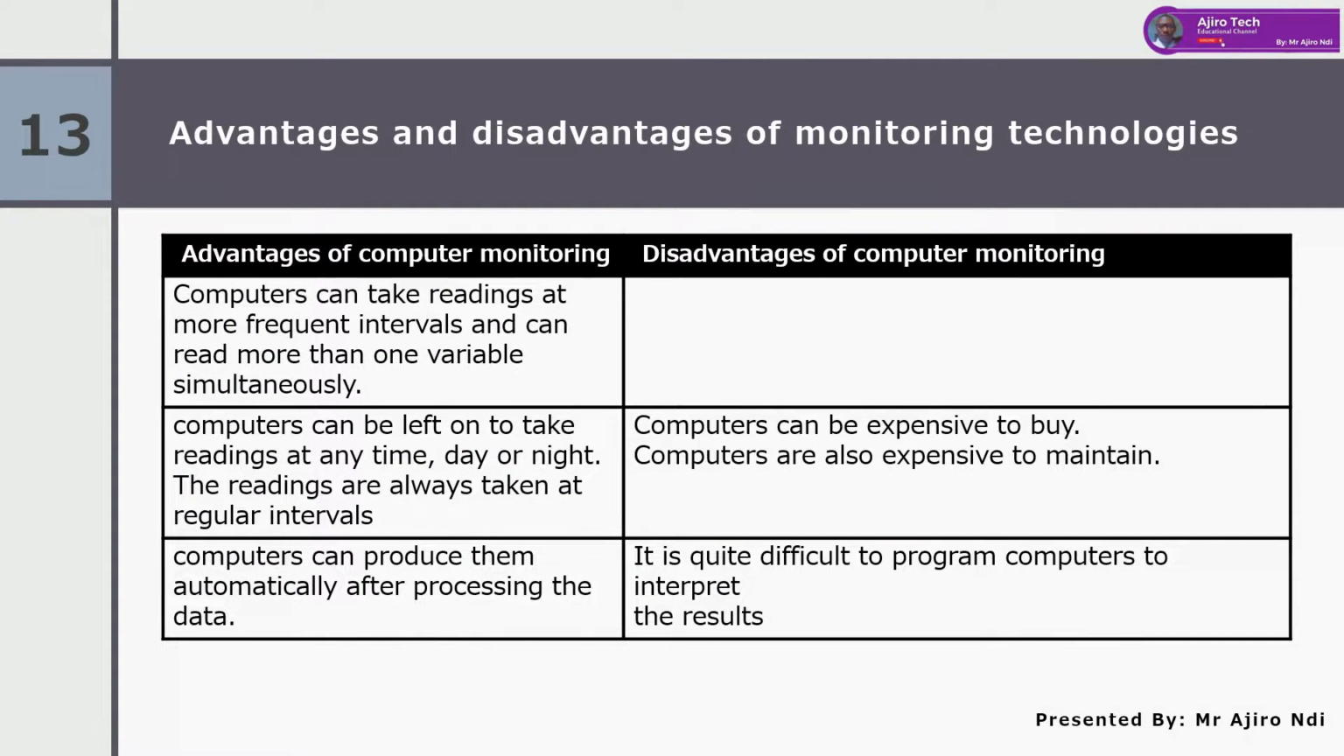All right, let's talk about the advantages and disadvantages of monitoring technologies. For the advantages, computers can take readings at more frequent intervals and can read more than one variable simultaneously. Humans are unable to take readings at very frequent intervals, as they need to make a note for each reading. Of course, when you are taking a note, it takes time, during which you cannot take another reading. A human can only do one thing at a time, which is why computers are very important in monitoring, because they can take readings at more frequent intervals.